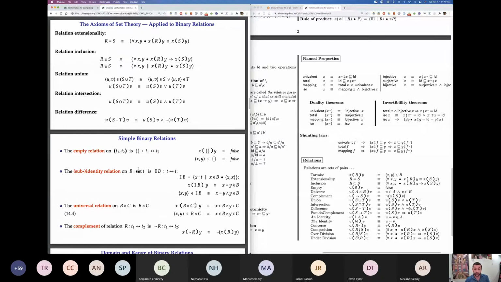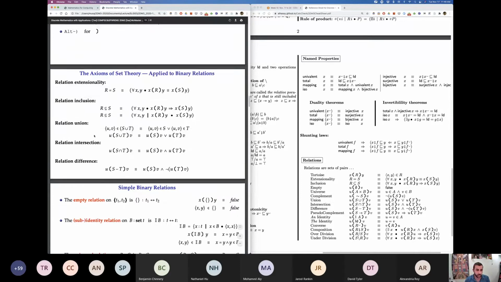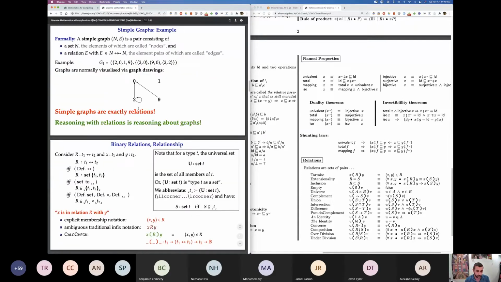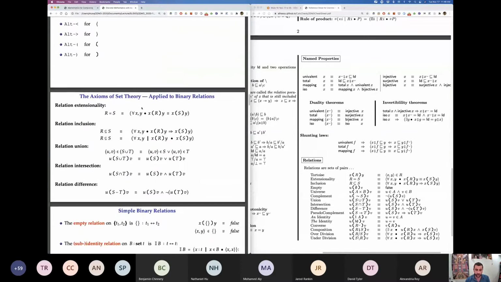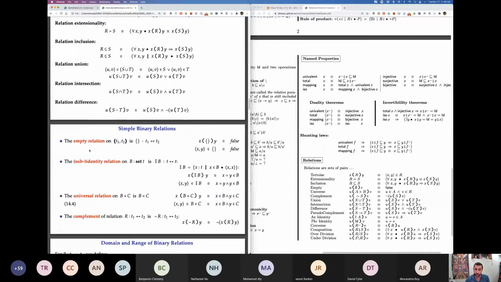The sub-identity relation means, okay, so you have a bunch of dots, and then you say some of them belong to the set B. Then those ones have a line from themselves to themselves. They just have self loops. Okay, just as 2 here has a self loop. So that's how you can interpret the identity relation on a set. It has a bunch of self loops within the larger graph.